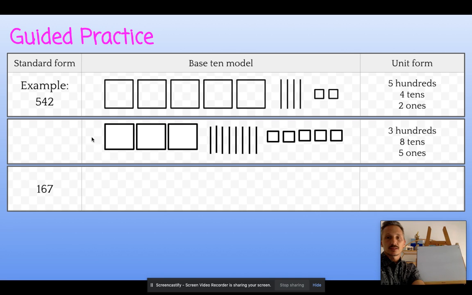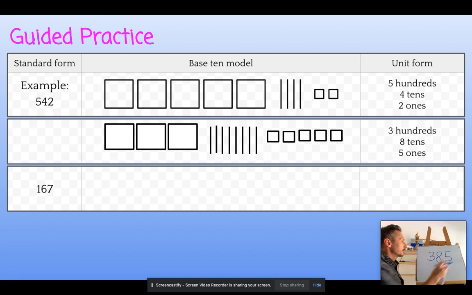So let's do this one together. So here our base 10 model was 300. And over on our unit form, it says 300. So I can write that down. So my number is going to have 300. Here it says we have 8 tens. So let's count them. 10, 20, 30, 40, 50, 60, 70, 80. We have 8 tens. I can write that down. Okay. And now we have 5 ones. 1, 2, 3, 4, 5. Perfect. So my number would be 385.